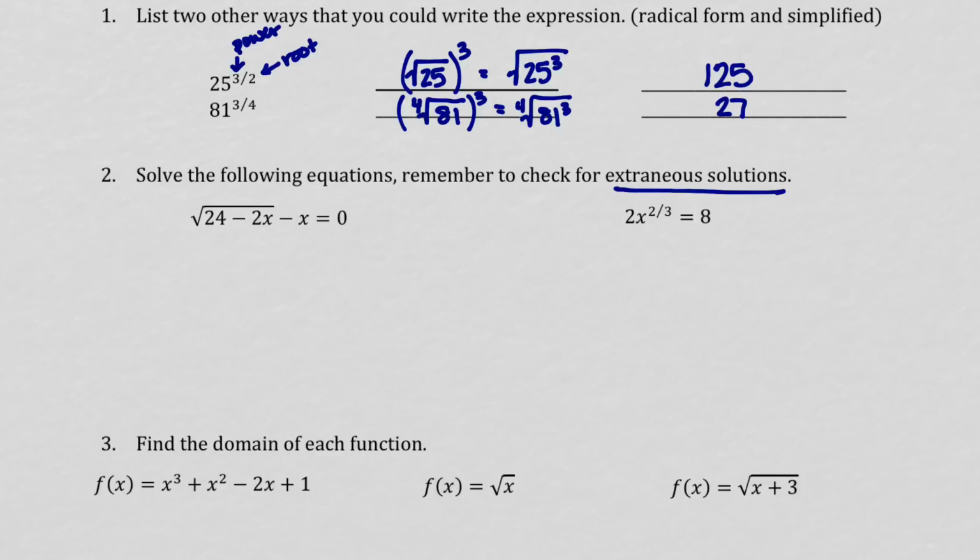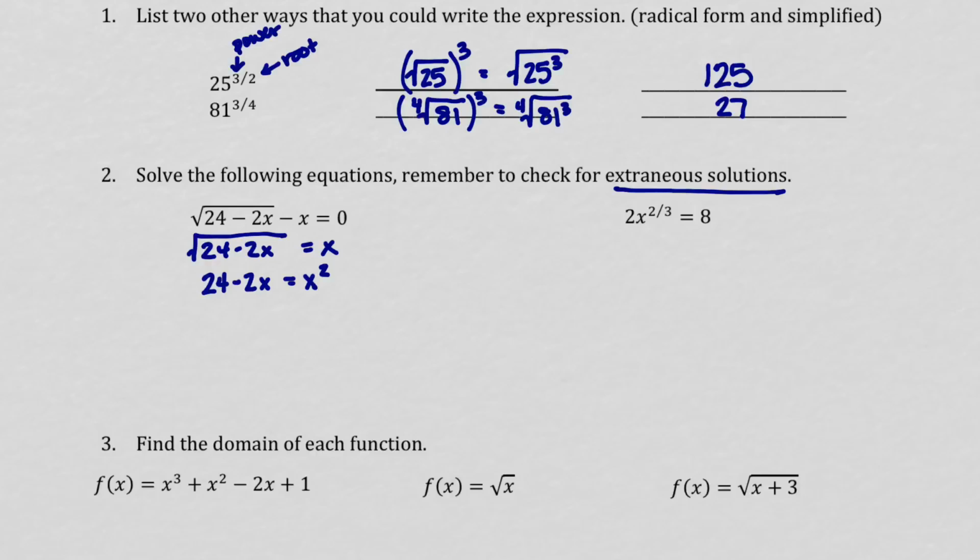So I am going to add x to both sides. So I get square root of 24 minus 2x is going to equal x. Now I have the radical by itself, so I can square both sides. If I square the left side, I just get 24 minus 2x. If I square the right side, I get x squared.